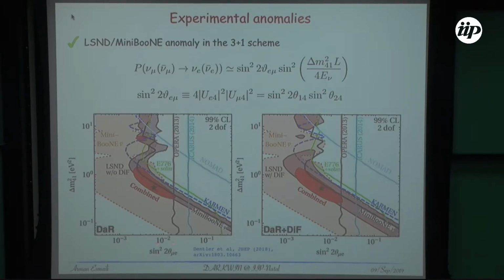And this angle, which is the effective angle, is given by theta 1, 4 and theta 2, 4. So if this is different from 0, it means that both of them should be different from 0, and also delta m square 4, 5. And this is the latest, as far as I know, from 2018, the latest global fit to the sterile neutrino. So there are groups that do this global fit just for the sterile neutrino.